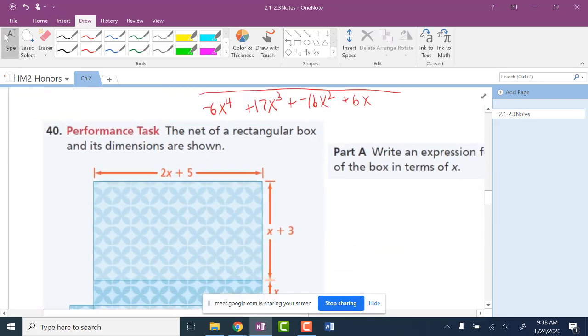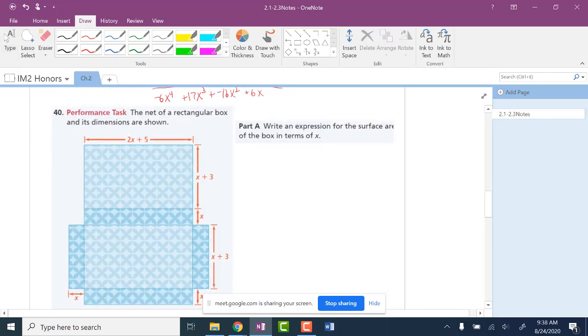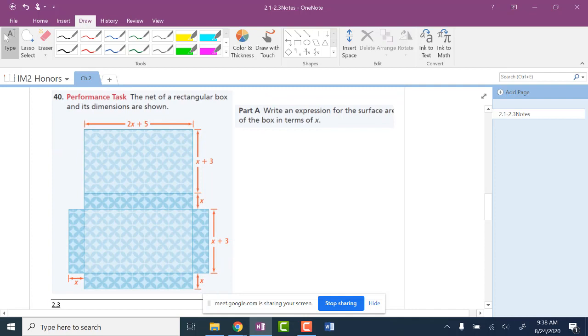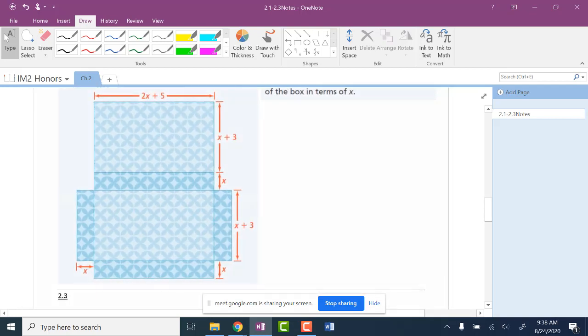All right, I got one of these again. I like this number 40 because we have to figure out some stuff. We got to really break this down, like the net of a rectangular box and its dimensions are shown. Write an expression for the surface area of this box. So how much cardboard do we need? Okay, and you have to do something. You have to make some management decisions. We got to break this down.